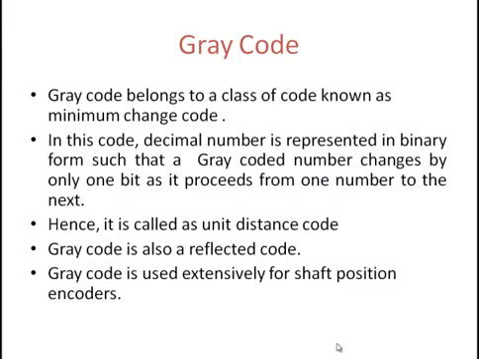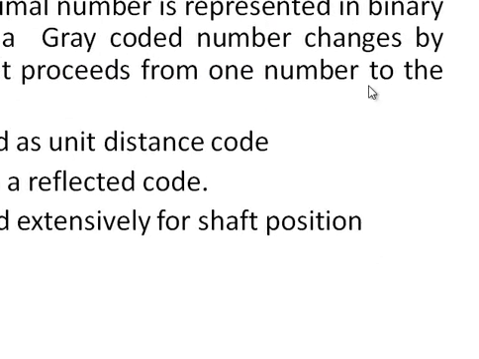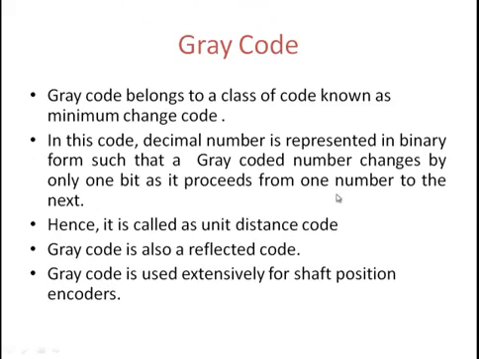Next one is gray code. Gray code is a unique code. It belongs to a class of code known as minimum change code. In this code, a decimal number is represented in binary form such that a gray coded number changes by only 1 bit as it proceeds from one number to the next. This statement means that in gray code, two consecutive numbers, like 6 and 7, 9 and 10, etc., differ by only 1 bit. And hence this code is called a unit distance code.